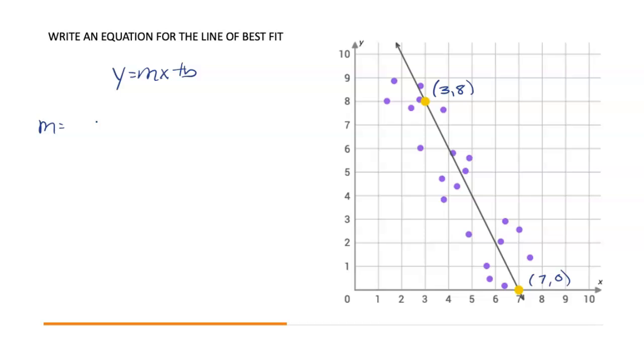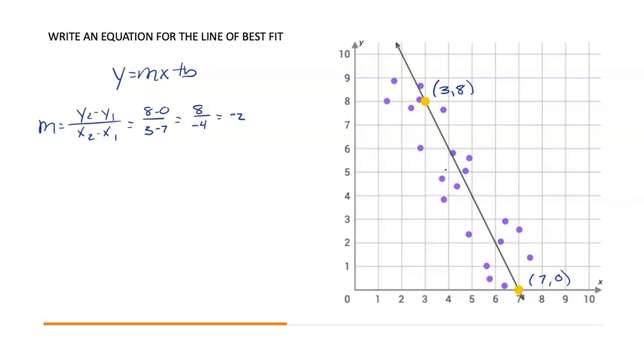So m would equal, remember, y2 minus y1 over x2 minus x1. Well, does it matter which order? No. I'm going to go 8 minus 0 over 3 minus 7. 8 minus 0 is 8. 3 minus 7, careful with that. 3 minus 7, that's negative 4. So 8 divided by negative 4, that's negative 2.